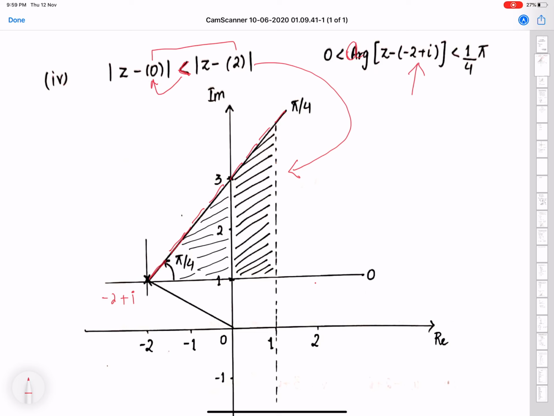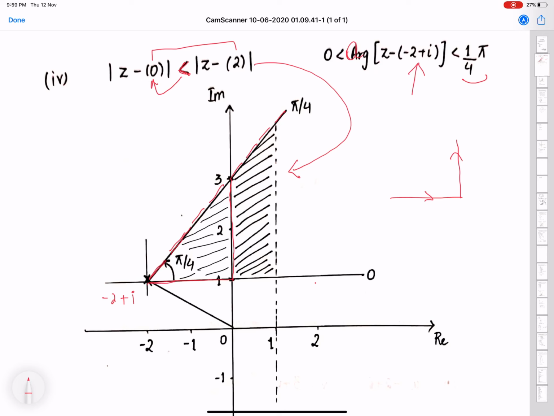And the angle is pi by 4. And you know how to draw pi by 4? For pi by 4, you go 2 units right, therefore you have to go 2 units up. We draw pi by 4 in this way. If we are going 1 unit right, then we must go 1 unit up. This is for pi by 4.